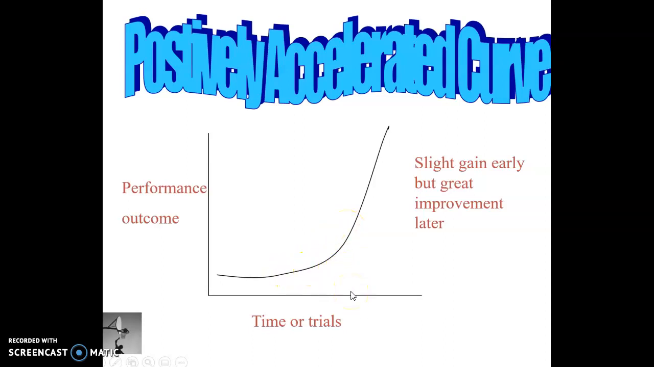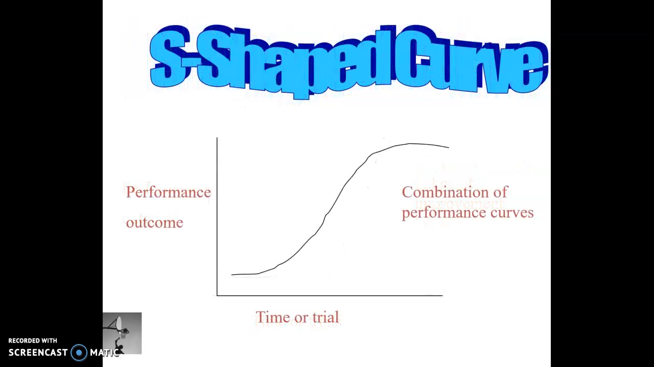And again, we see this occasionally with perhaps someone in a rehab setting who just is not getting better, even though they're putting time in. Or sometimes in the area of sports, we might call these individuals late bloomers. Early on, they don't look like they're going to be very successful in a sport, and then suddenly they blossom. So that's the positively accelerated curve. The S-shaped curve is a combination where you have improvement and then a leveling off, and then improvement again and a leveling off, and improvement again and leveling off.